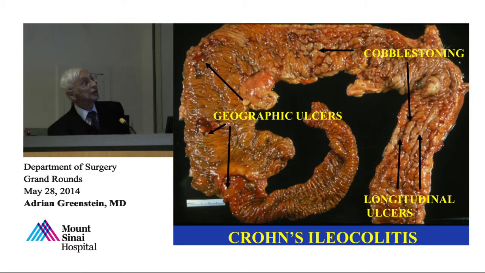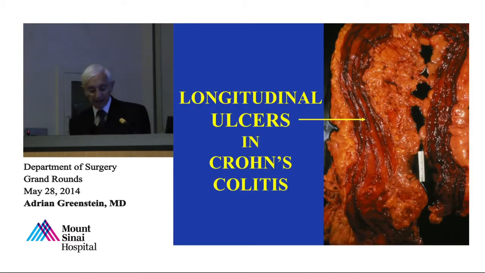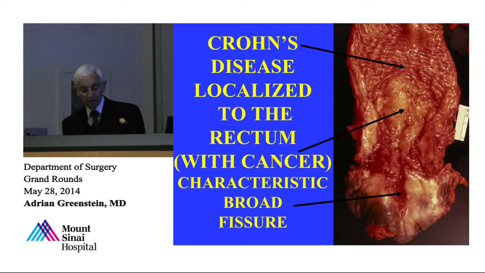There's cobblestoning over here, and here's cobblestoning and longitudinal ulcers. That's a typical case of Crohn's disease of the colon, and this is the longitudinal ulcers that you see in some of the patients. This is a case of disease localized to the rectum in which a cancer developed. That's very unusual to be localized to the rectum. Most of the Crohn's disease, as you know, occurs on the right side.